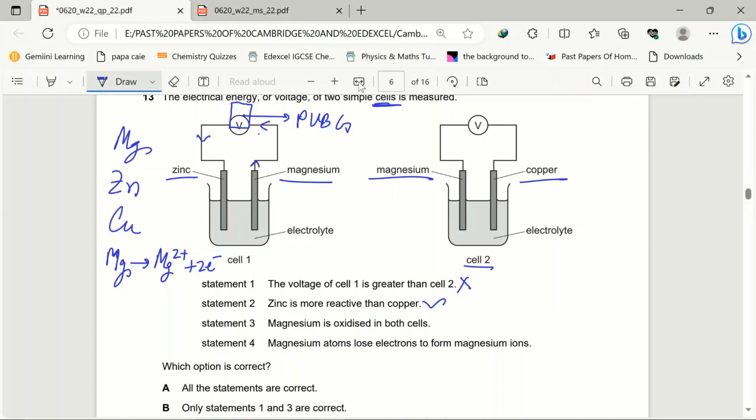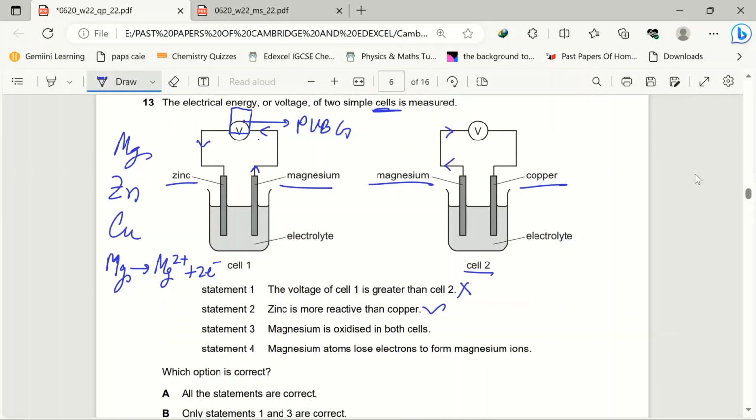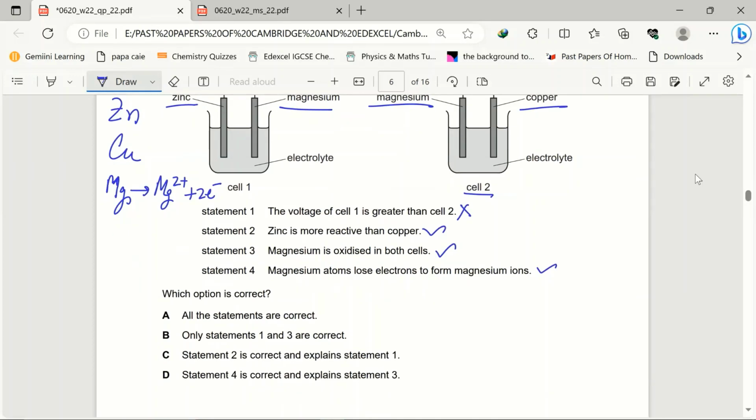And for this, same thing, magnesium will lose electrons, and this copper electrode will receive the electrons. So magnesium is oxidized in both cases. We know loss of electrons is oxidation. So magnesium is oxidized in both cells. As I say, greater the reactivity of a metal, more readily it will lose electrons, so it will be oxidized. Statement 4, magnesium atoms lose electrons to form magnesium ions. This is also correct. So statement 4 is also correct.